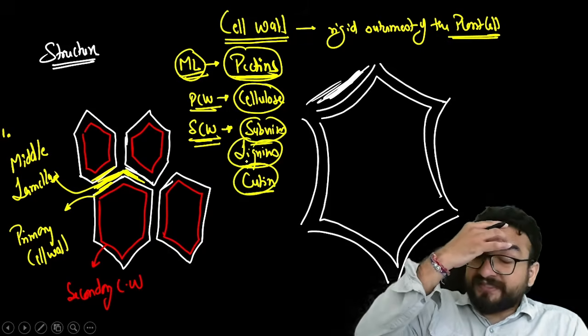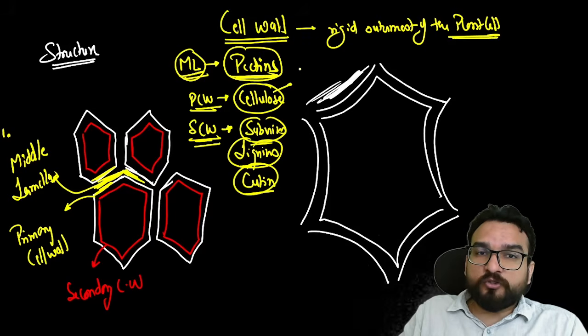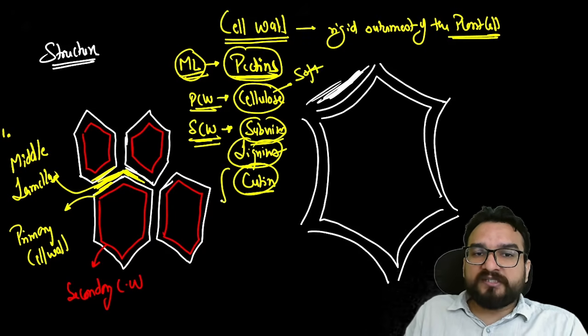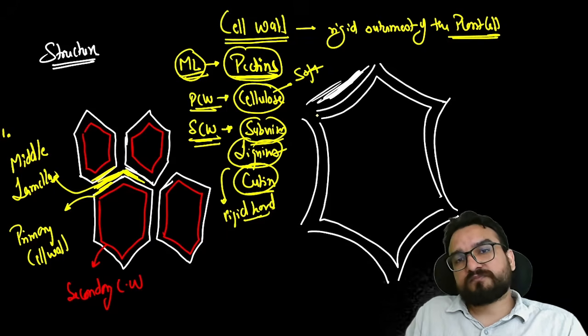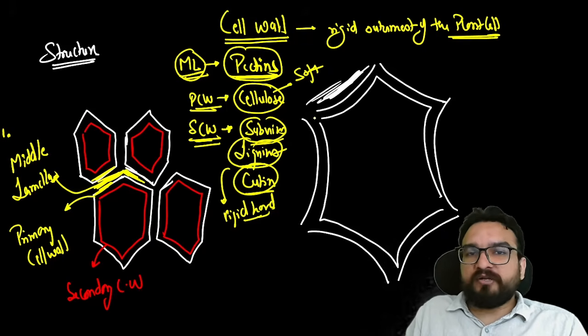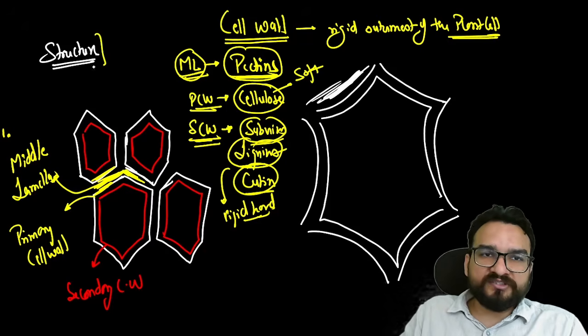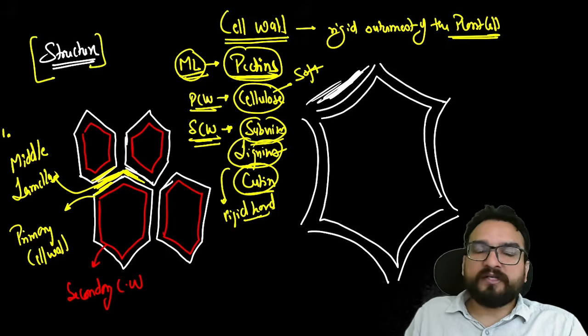These substances give properties to the cell wall. Because of the cellulose, the primary cell wall is soft. Because of suberin, lignin and cutin, the secondary cell wall is rigid, hard as compared to the primary cell wall. And this is giving the structure like this, guys. Understanding? Now let me show you how you will be writing and what the function is that we will be discussing. This is just the structure right now. Let me show you the diagram also, how you will be showing it in the examination.